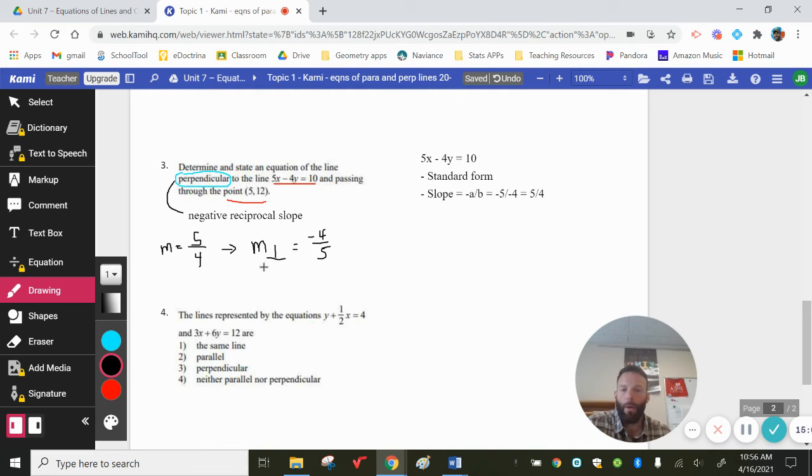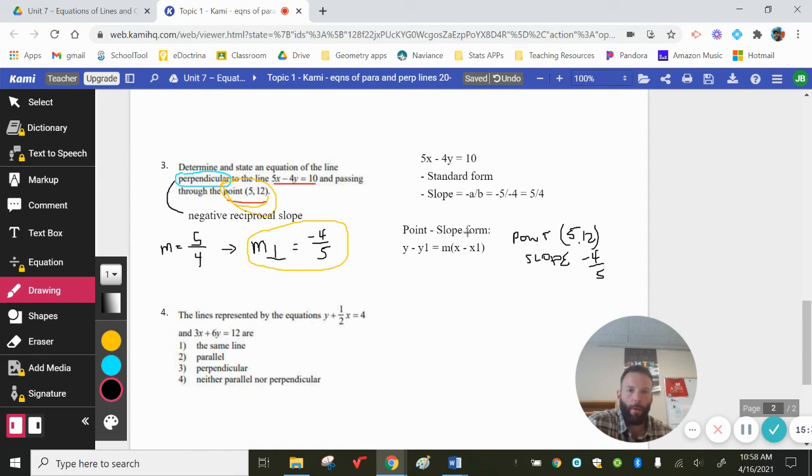Okay, and now here's the two things that I need to use. Let me circle it like this. I have to use this point. The equation that I'm going to write has to go through this point and be perpendicular. So use this slope. If I know the point (5, 12) and the slope negative 4/5, then the most efficient way for me to answer this question is using the point slope form of a line. So let's see what that'll look like.